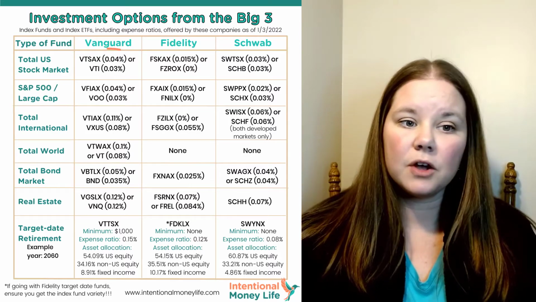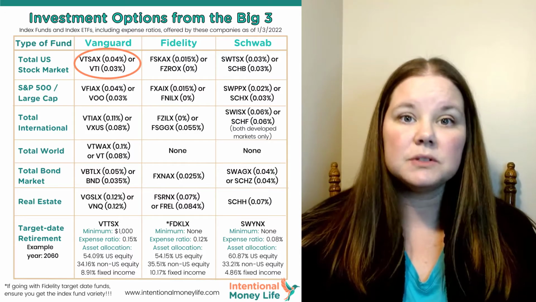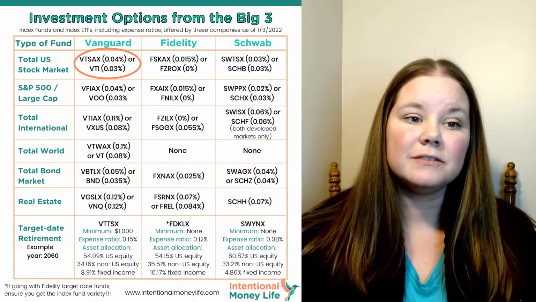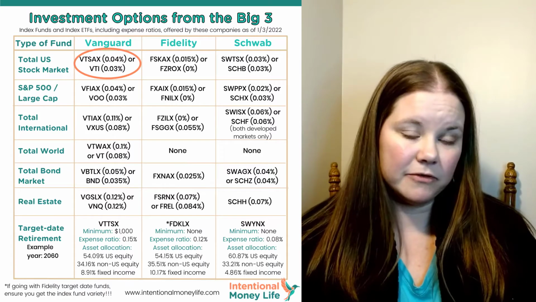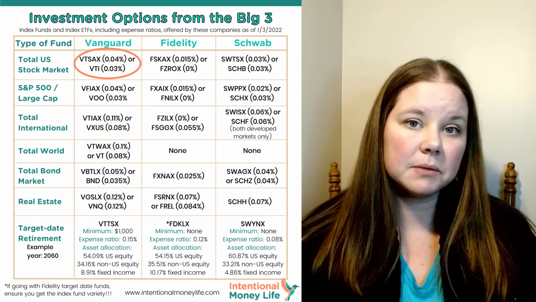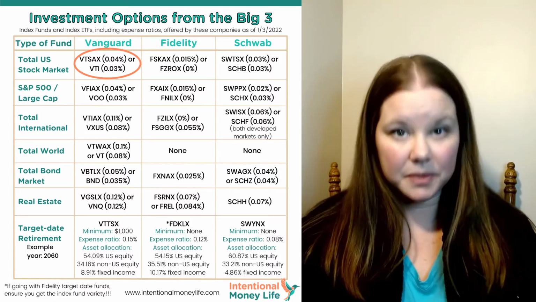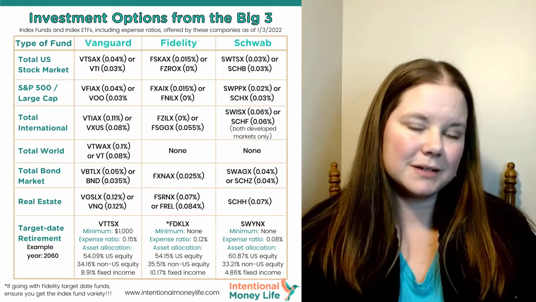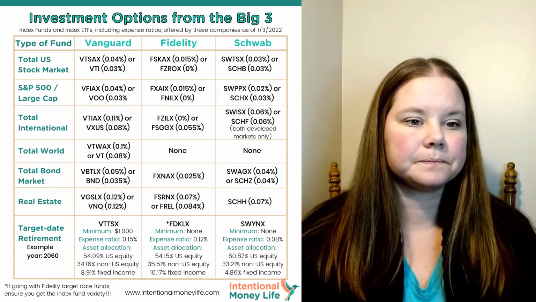If you're at Vanguard, VTSAX is the investment that you'd probably want to choose. That is the index version. VTI is the ETF version of that same fund at Vanguard, and you can see these numbers in parentheses. Those are the expense ratios. The lower the expense ratio, the better. But of course, you don't necessarily have to choose the exact lowest on the whole screen.